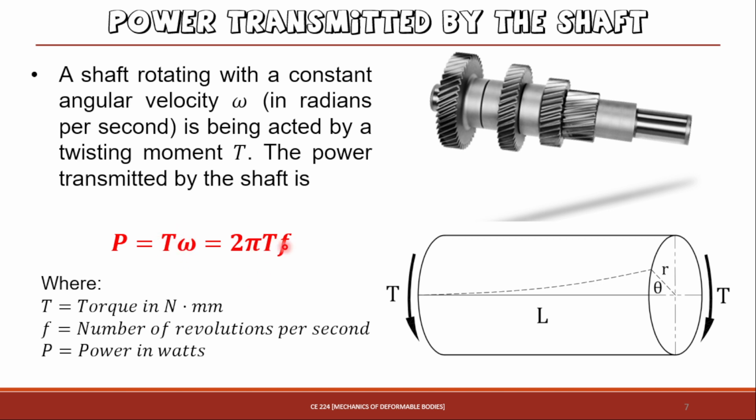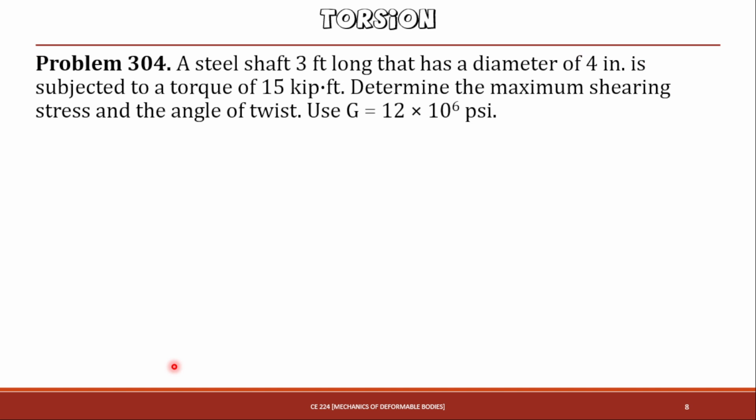Then, when our angular velocity is in revolutions per second, this is the equation we will use: 2 pi T times the frequency, or the number of revolutions per second. Okay? So, again, the unit of our power is in watts. Later on, we will see the basic units of watts. Okay? So, with that said, we can now proceed to our first sample problem.